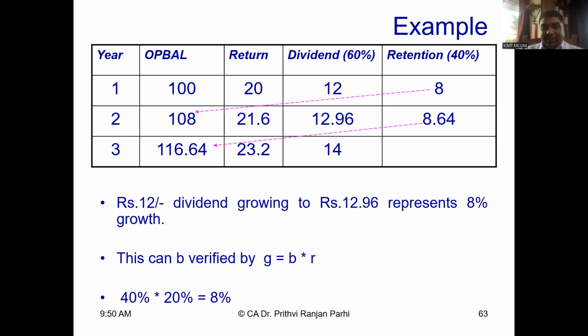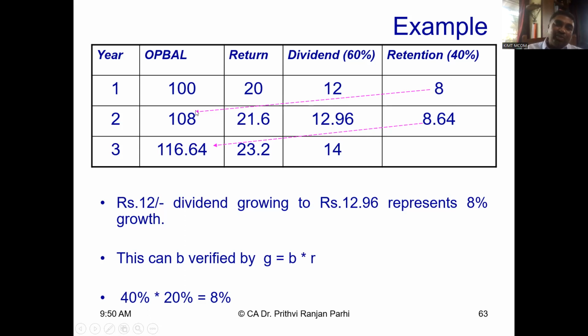This also you can understand. Here you see this slide, last line, you see 40% into 20%. That means 20% of 40%, this becomes 8% growth. You can understand it with the help of an example. Suppose you have an opening balance of 100, you are earning 20, and you are paying dividend at a 60% payout ratio. That means retention is 40%, you are retaining 8 rupees. Of the 20 you are earning, paying 12, and retaining 8 rupees.